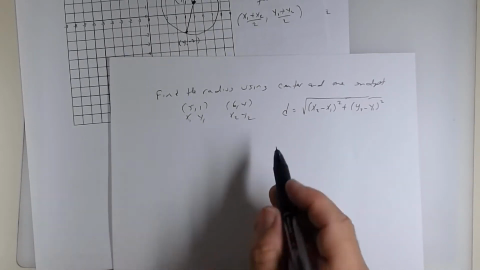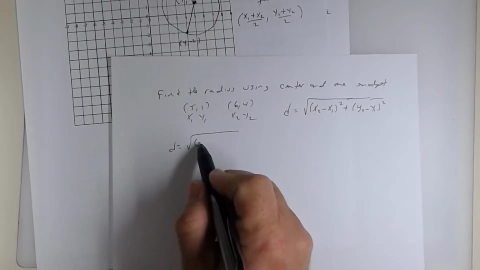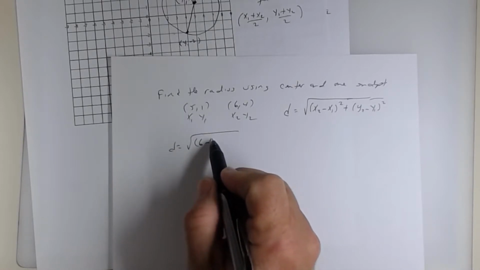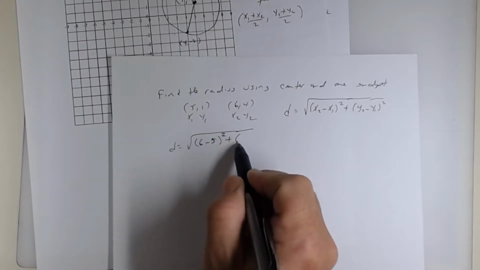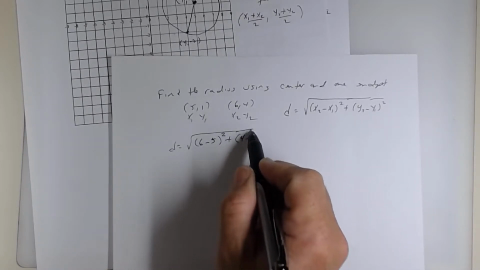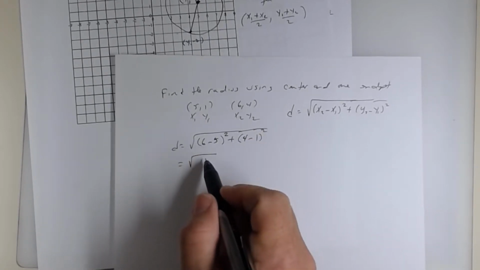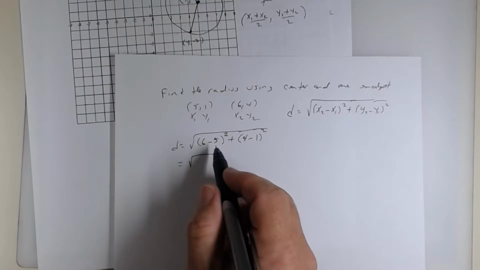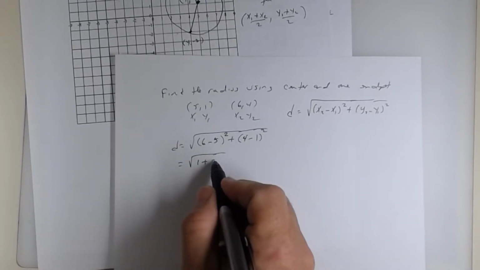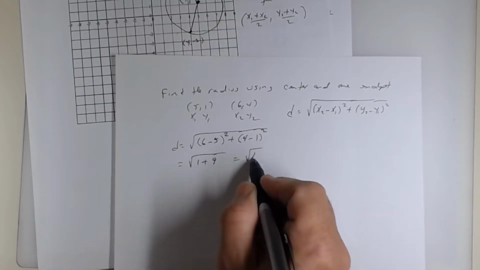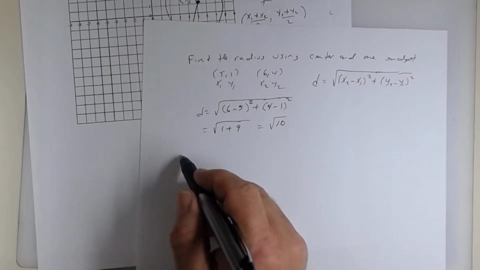Now notice what happens when you do this one. You're going to get d equals the square root of x2, which is 6, subtract x1, which is 5, and then square, plus y2, which is 4, subtract 1 and then square. So 6 minus 5 is 1. 1 squared is 1. Plus 4 minus 1 is 3. 3 squared is 9. And you get the square root of 10. All right, so now let's write the equation of the circle.